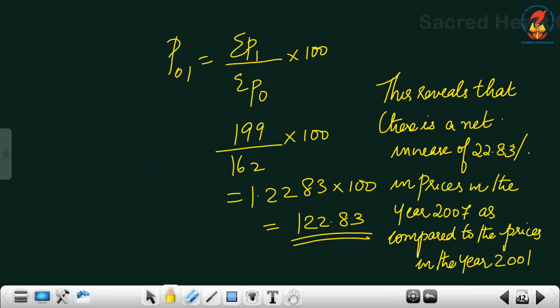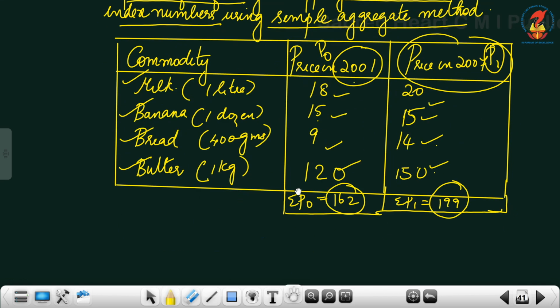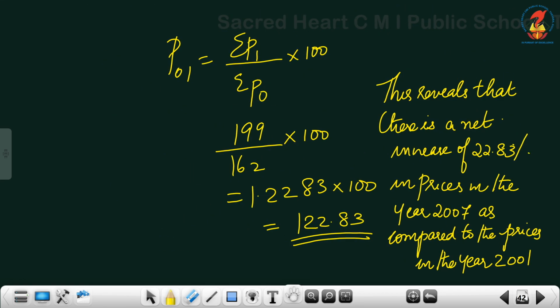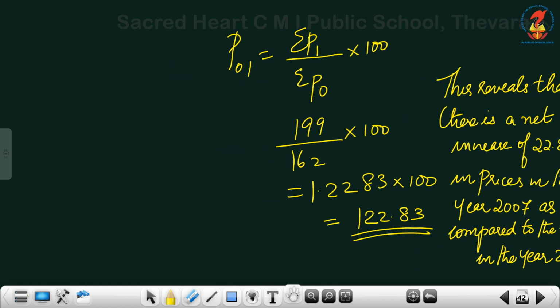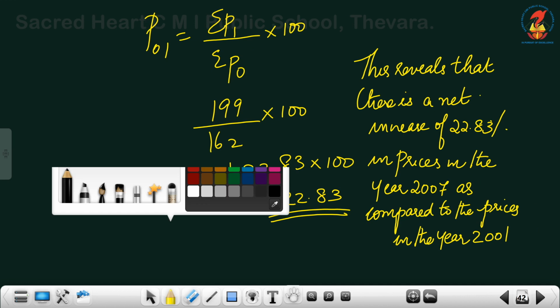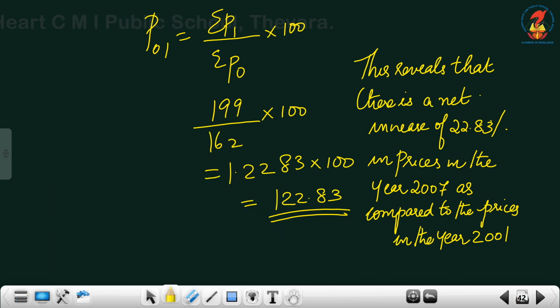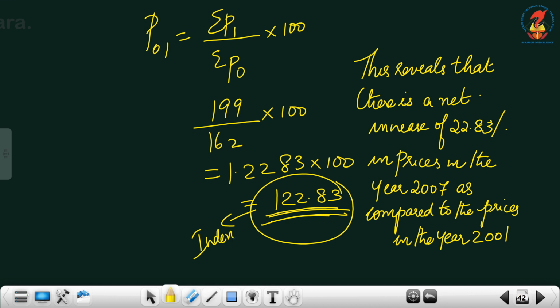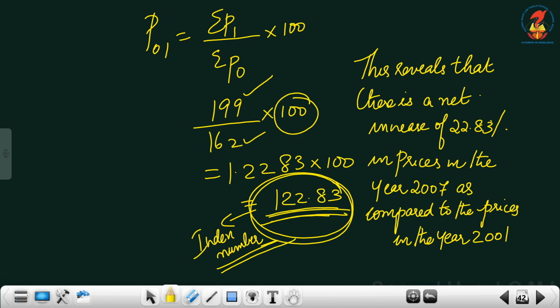So, sigma P1 by sigma P0. When you do that, what do you get? Sigma P1 by sigma P0, 199 by 162 into 100, will give you 122.83. This is actually the index number. So, as per the simple aggregative method, the index number is 122.83. How do you get it? Sigma P1 is 199, sigma P0 is 162, into 100, you got 122.83. That is the index number.